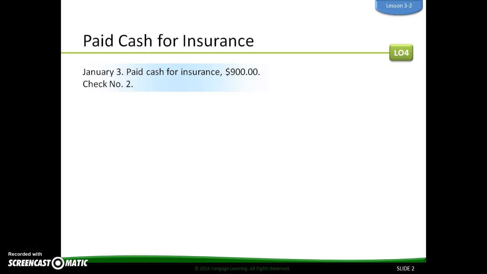We're going to look at a transaction where we used check number 2 to pay cash for insurance, and the check was $900. So as we look at this activity, we're looking at our prepaid insurance account. That's going to be increasing, so that will be our debit. And our cash account is going to be decreasing, so that's going to be our credit transaction.